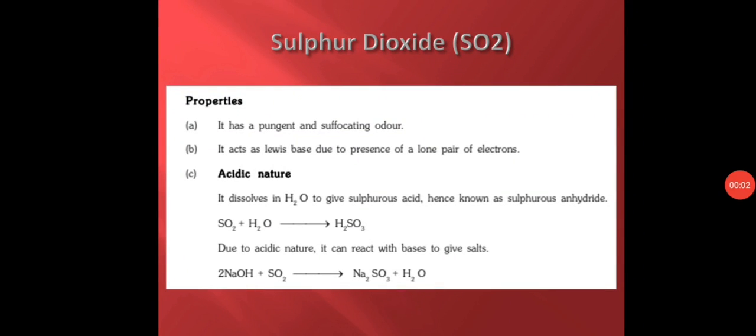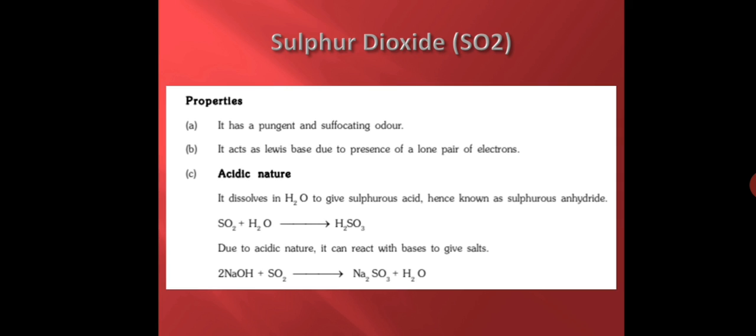Sulfur dioxide. Preparation. Sulfur dioxide can be easily prepared by burning sulfur in air. The reaction involved is sulfur plus oxygen gives SO2. In the laboratory, it can be easily prepared by the reaction of sodium sulfite with hydrochloric acid. The reaction involved is sodium sulfite Na2SO3 plus HCl gives sodium chloride plus H2O plus SO2.